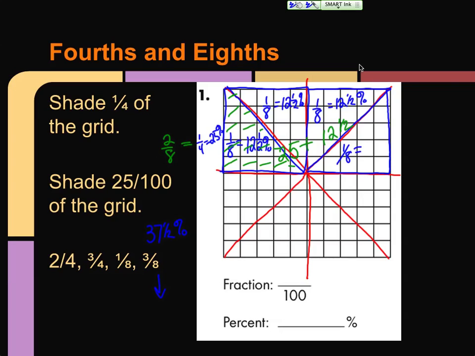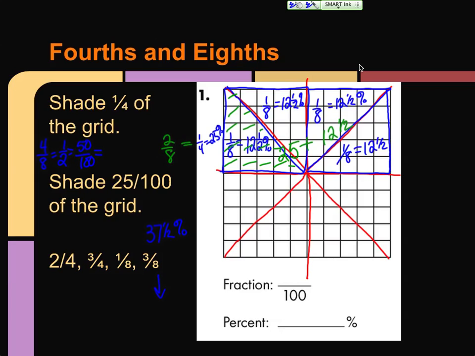12 and a half. How much have I shaded so far? I've shaded half of my grid, right? So what I'm saying is 4/8 is equal to half of my grid. And how many squares are in half of my grid? There's 100 in the whole thing. So how many's in half of it? Clark? 50. So what I'm saying is 4/8 is equal to 1/2, which is equal to 50 out of 100.